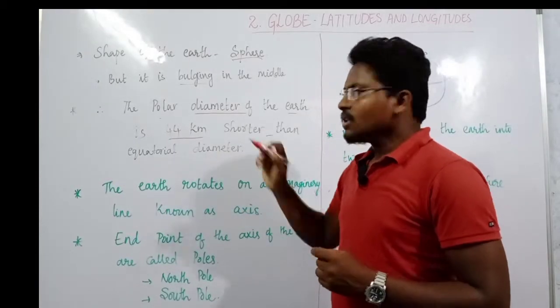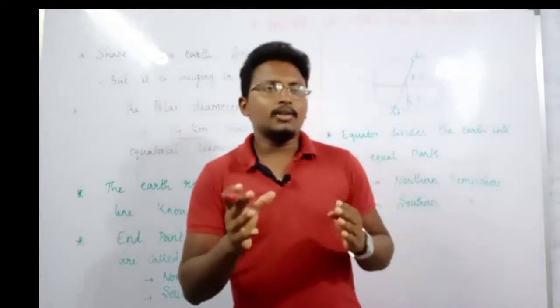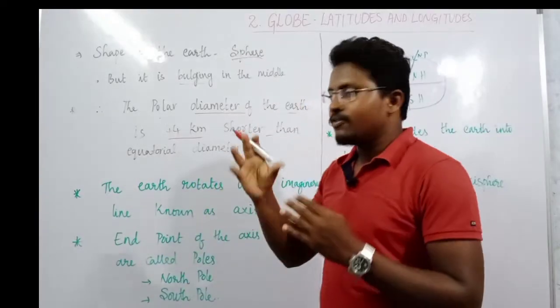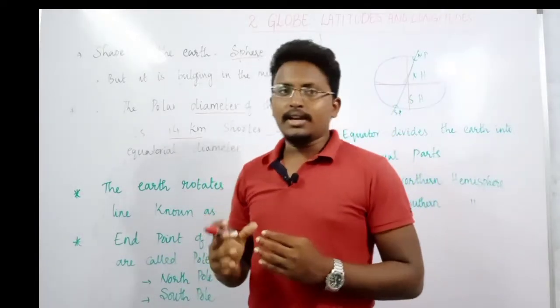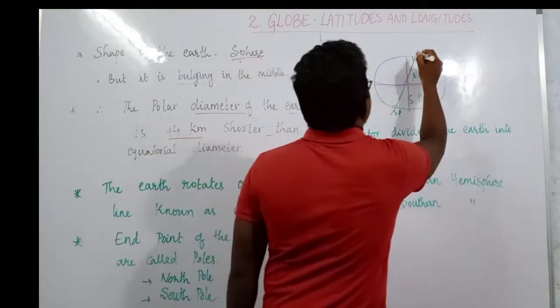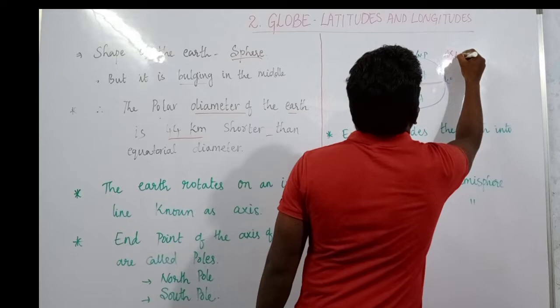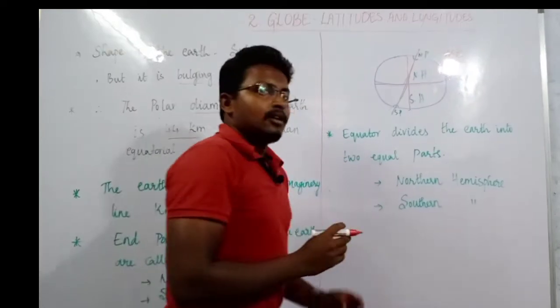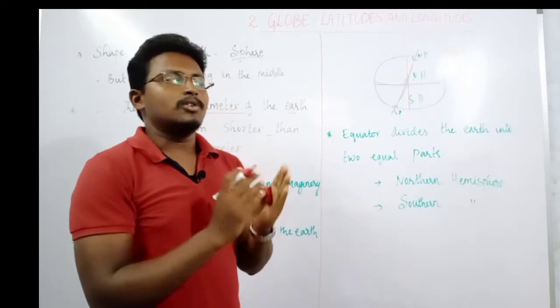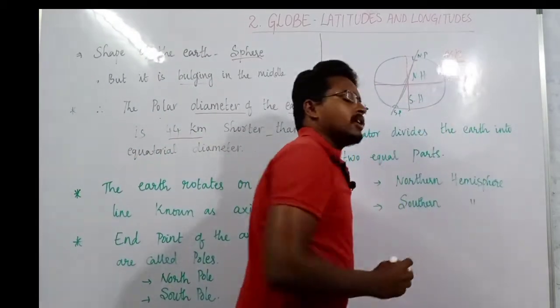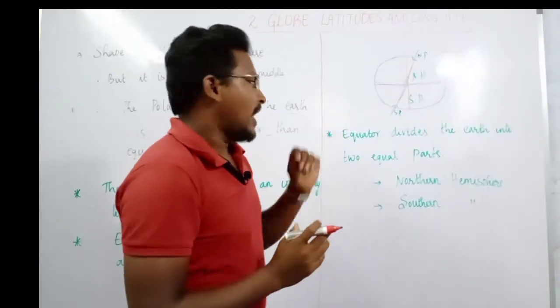Then, on which axis does this earth rotate, or on which point does the earth rotate? Our earth rotates on an imaginary line or imaginary needle known as the axis. So you can take this as the imaginary needle on which our earth is rotating. We call this imaginary line the axis.